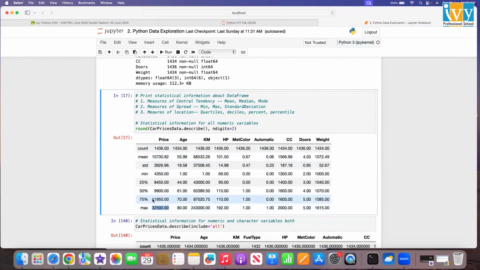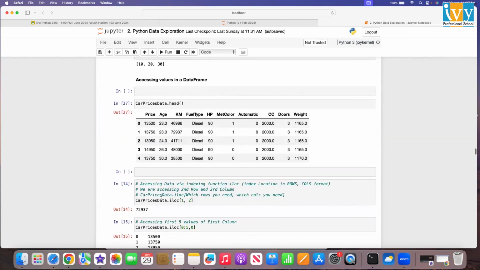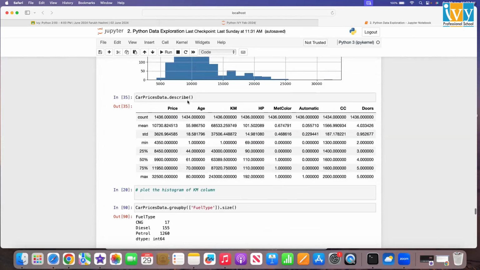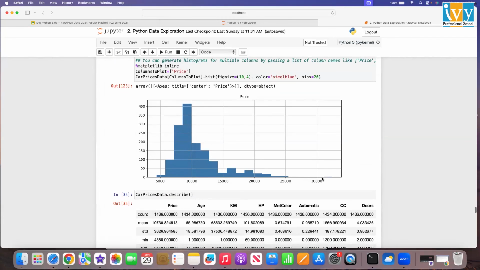How do you know? So you look at the third quartile. So this is the first quartile, 25% mark, Q1, Q2, which is nothing but the median value. 9900 is the median value. 75% is the Q3. So if the Q3 and the maximum value have a huge gap between them, 11,000 versus 32,000, that tells you that there are outliers. And in fact, when you plot the price column later on, you will realize that, oh, there are outliers here.